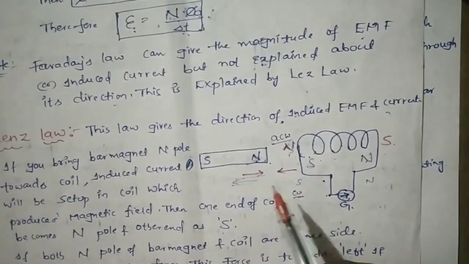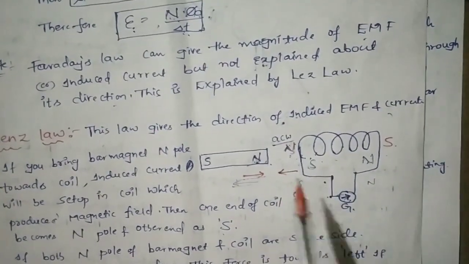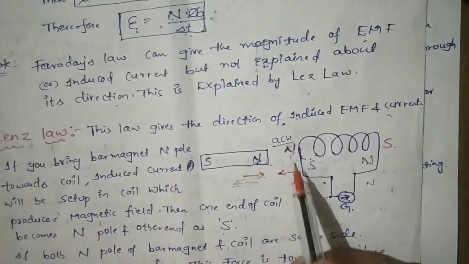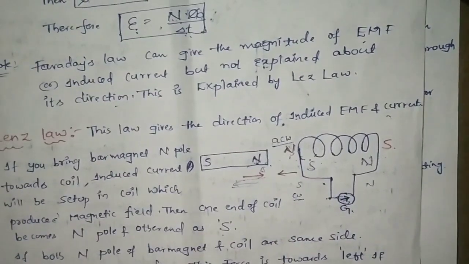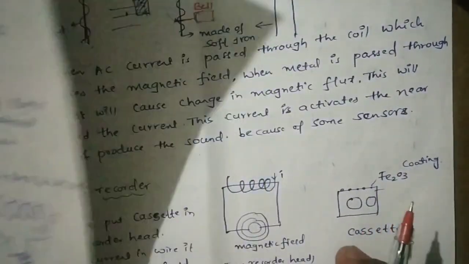Okay, now we just have to remember that when you bring the north pole of a bar magnet near to the coil, the current produced in the coil will be in the anti-clockwise direction, and if you move it away, or if you bring the south pole of this bar magnet near to it, the current direction will be clockwise. This point you have to remember.